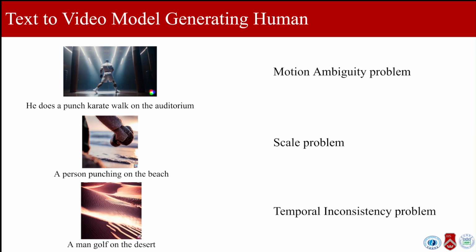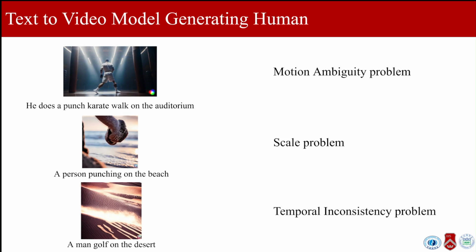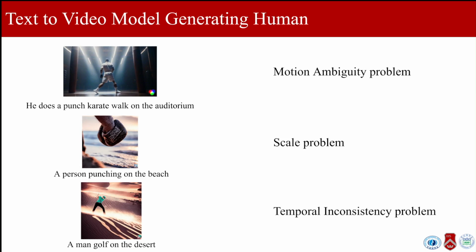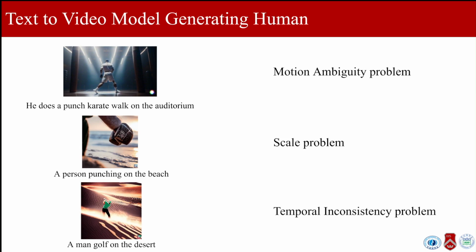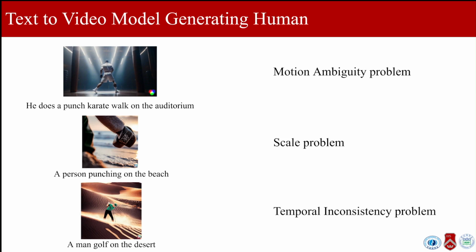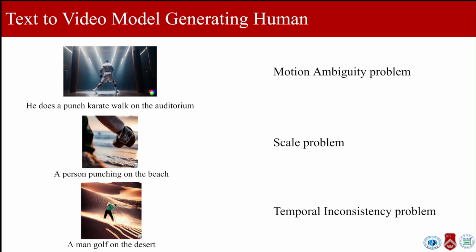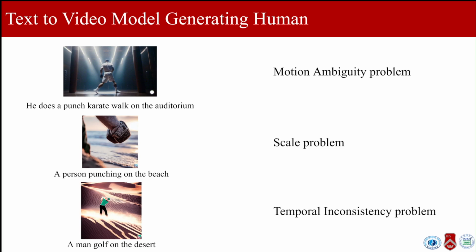Third is the inconsistency problem between consecutive frames. For example, when a prompt, "a man golfing on the desert", is entered, an issue arises where a person appears and then disappears. These problems can be addressed by models that provide additional conditions in the form of text guidance.